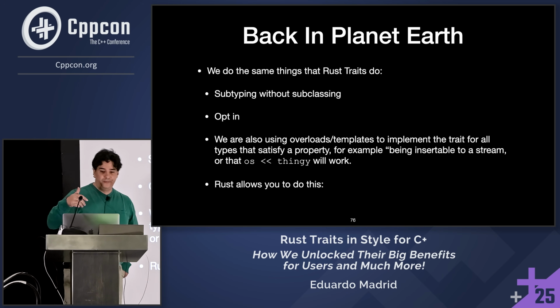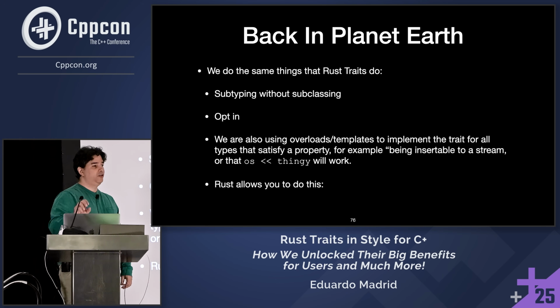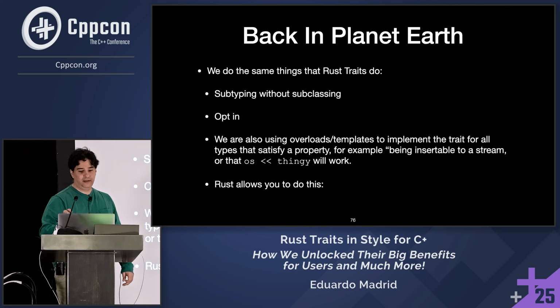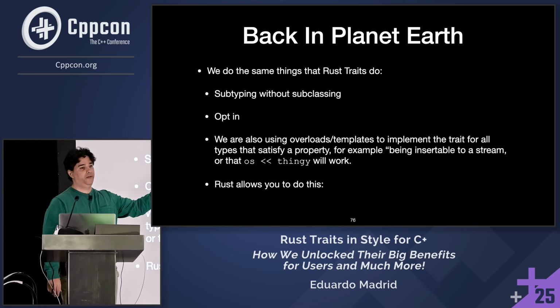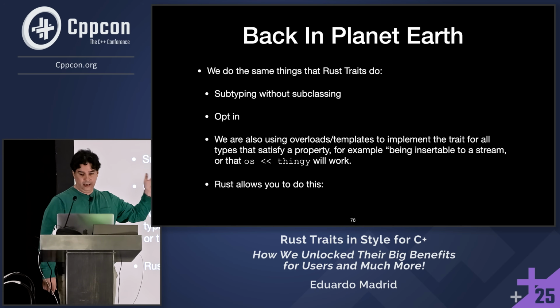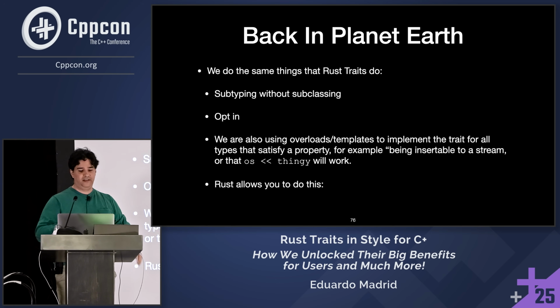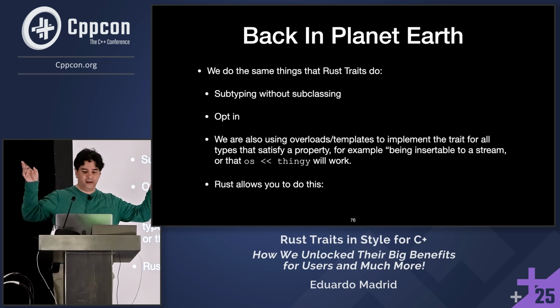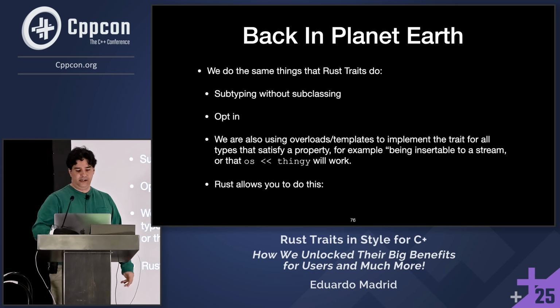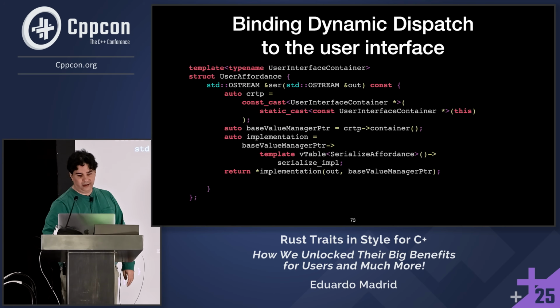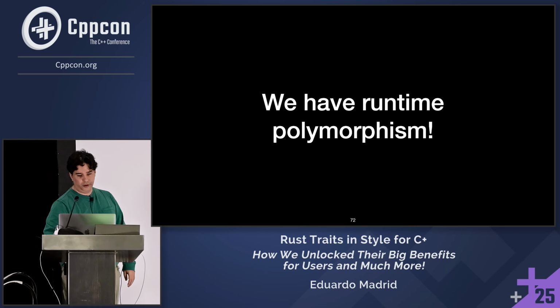Back in planet Earth, I have shown you that we do the same things that Rust traits do. We have subtyping without subclassing. The nature of this runtime polymorphism is opt-in. We are also using overloads and templates to implement the trait for all types that satisfy a property. For example, being insertable to a stream. That's what was taken care of in the implementation function.